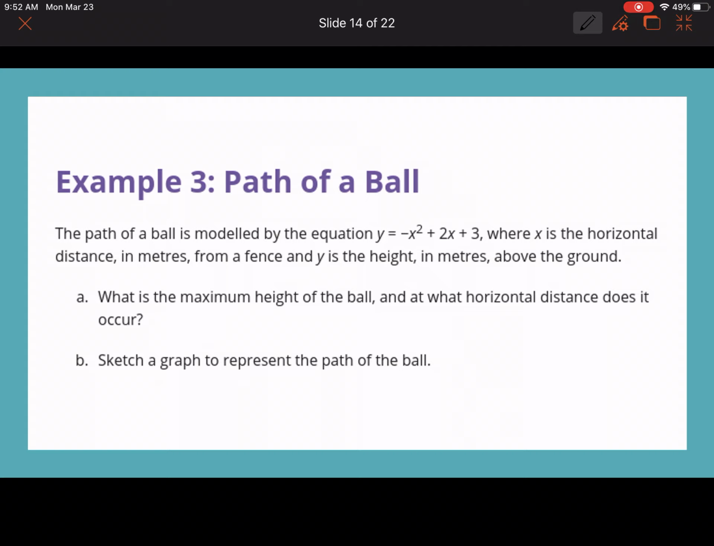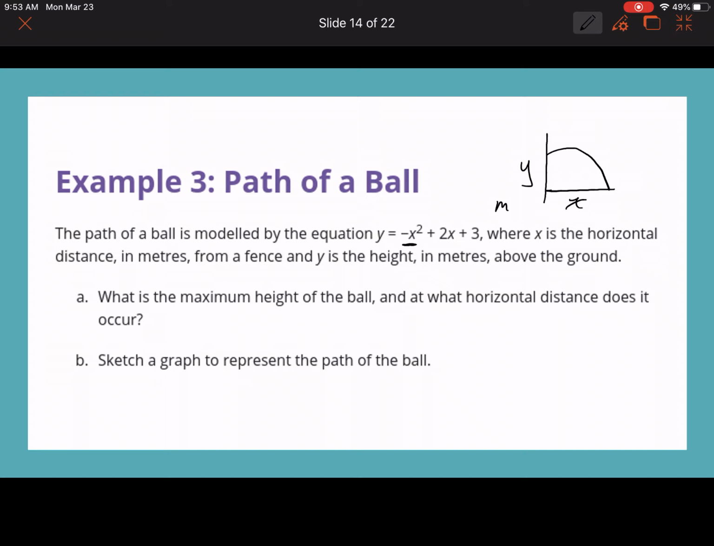Example 3, the path of the ball. So this one's the same as the last one, except instead of a 2, we're getting a negative. So the path of the ball is modeled by the equation y equals negative x squared plus 2x plus 3, where x is the horizontal distance and y is the height. So basically we've thrown a ball in meters above the ground, so they're both in meters. What is the maximum height of the ball, and at what horizontal distance does this occur?